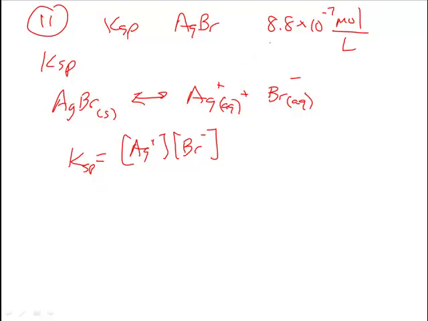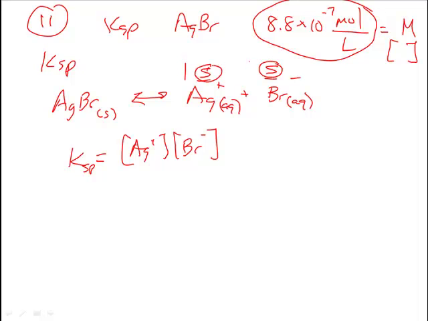Now, once we have our KSP setup, we look at the problem. The information we're given is moles per liter, which is equal to molarity. Molarity is in concentration units. So we're given the concentration in this problem. Now, if the concentration of this was S, the concentration of this would also be S. So these two are always going to equal the concentration value because it's a 1-to-1 ratio.